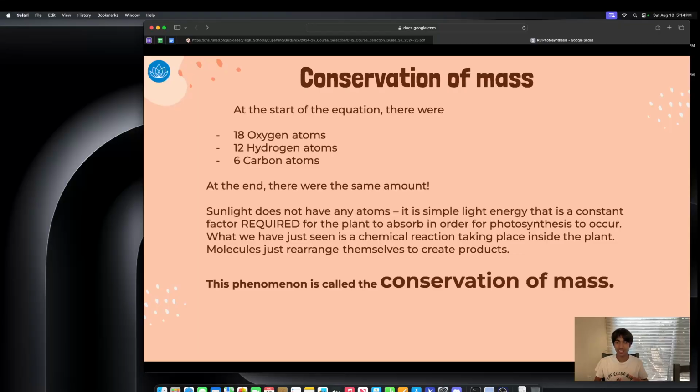What we have just seen is a chemical reaction taking place inside of the plant. Molecules just rearrange themselves to create products. This phenomenon is called the conservation of mass. Mass is being conserved. So the law is that nothing in the world will be taken away from the world or created. Mass is just recycled, and new products are being created out of the same reactants.